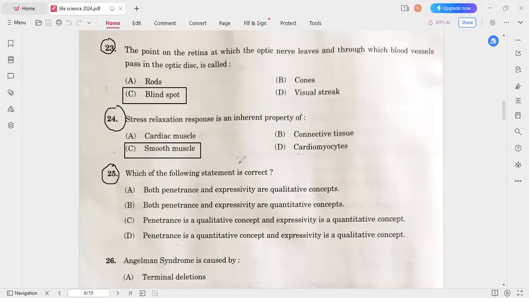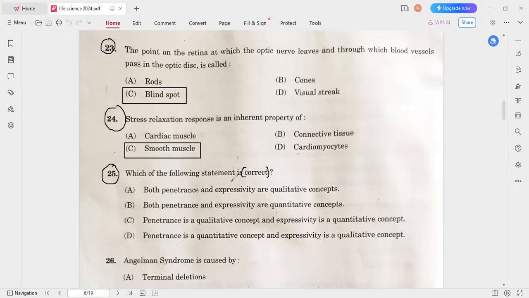Which of the following statements is correct? This type of question will take extra time because you have to read all the options and choose which one is correct. So here, first find out whether the statements are incorrect or correct. Okay, so now read one by one.